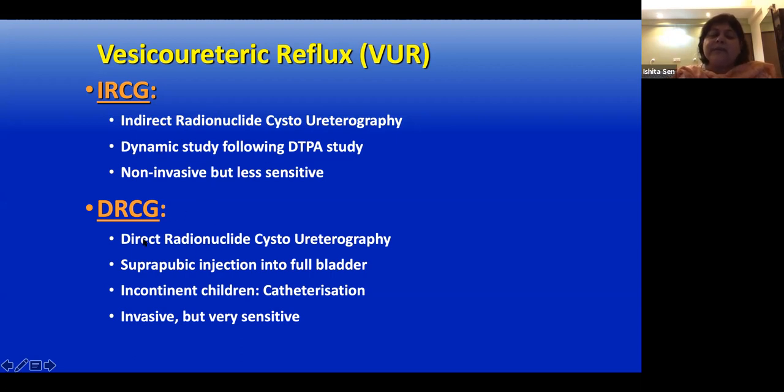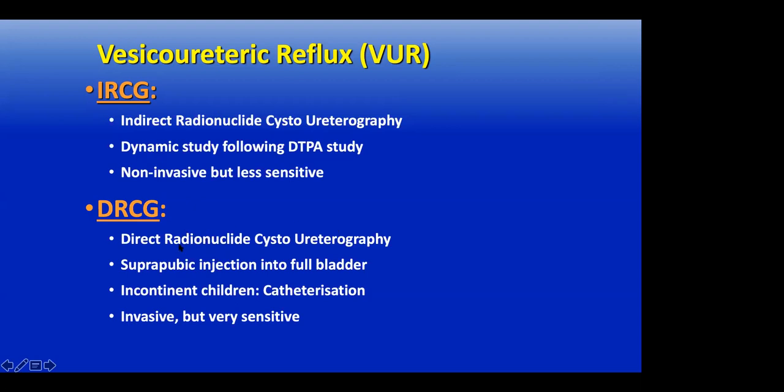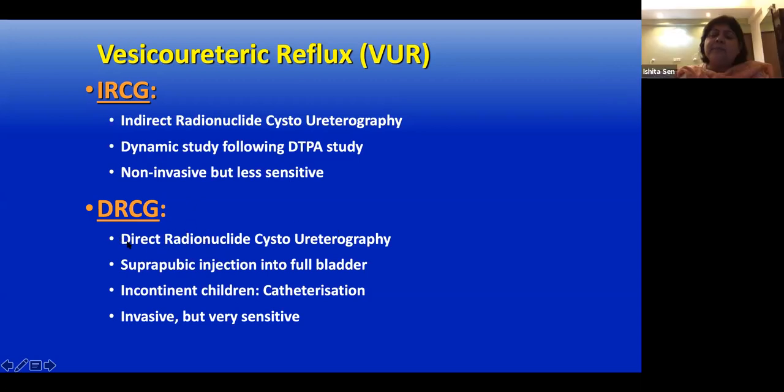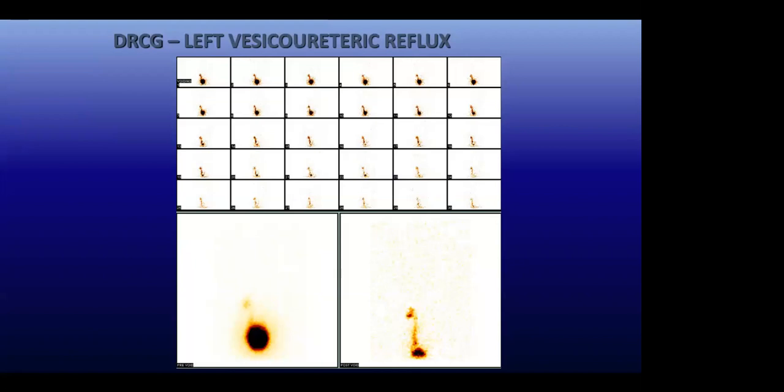The other, which is more sensitive, is a direct radionuclide cystourethropography. And why is it called direct? Because we inject the radiotracer directly into the urinary bladder, either by a suprapubic injection or by urinary catheterization. And then we ask the patient to void, and we see the transit of tracer accordingly.